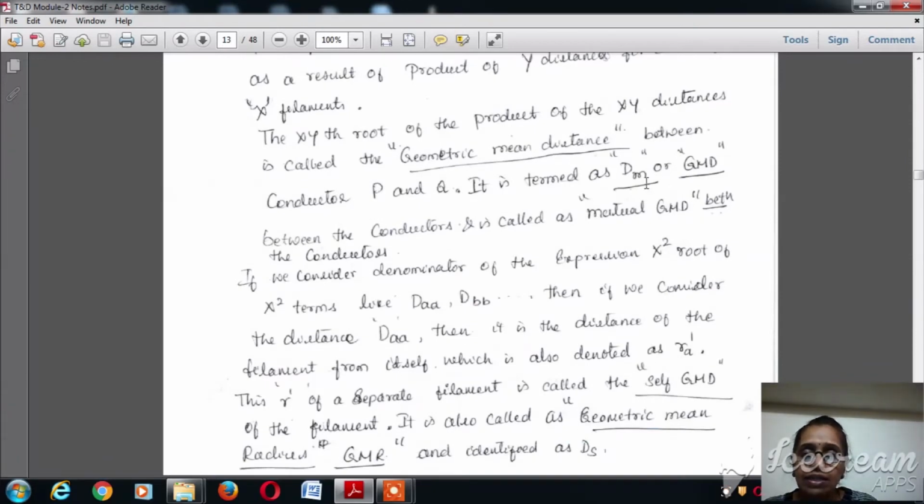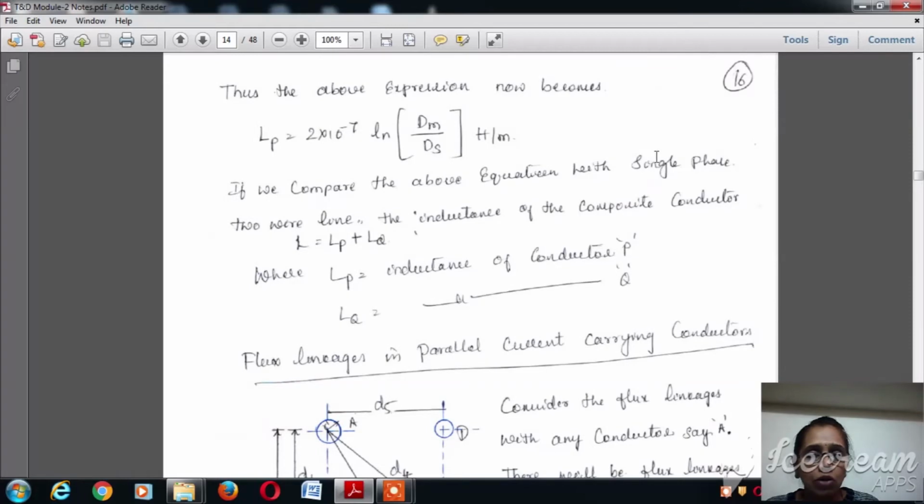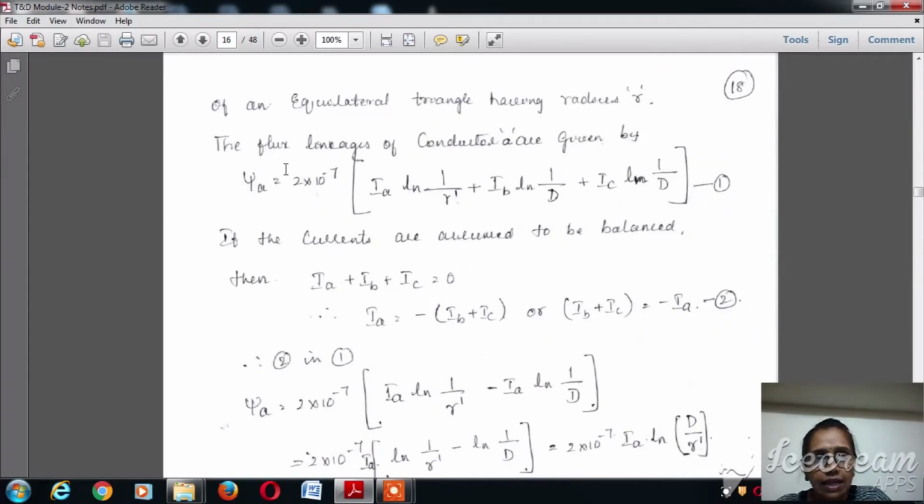The numerator has DM or GMD, geometric mean distance. So the above expression can be written as LP is equal to... So psi A is equal to 2 into 10 to the power minus 7 into IA into ln 1 by R dash. R dash is the radius of the conductor A. So now IB ln 1 by D, as the B conductor is at a distance of D. C conductor is also at a distance D. So equation 1.